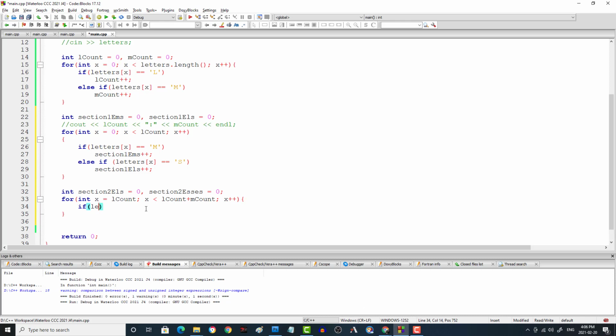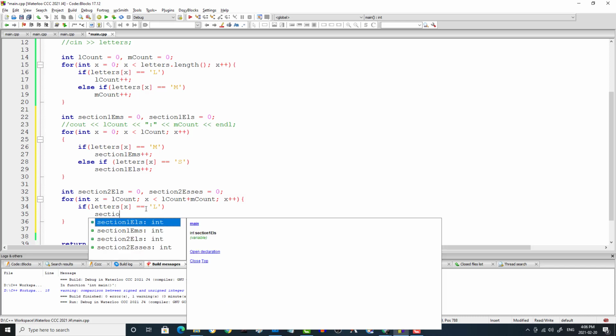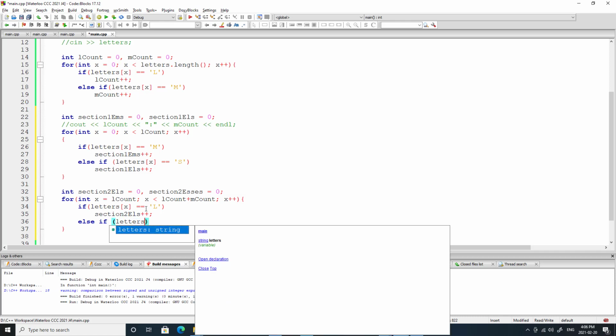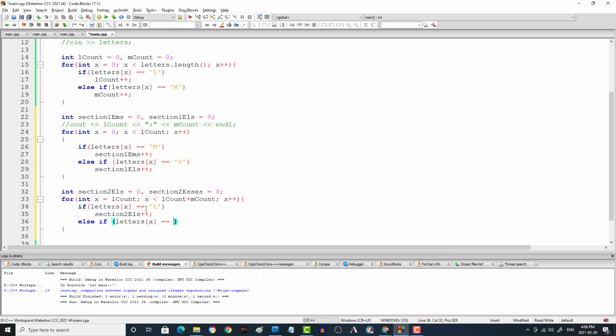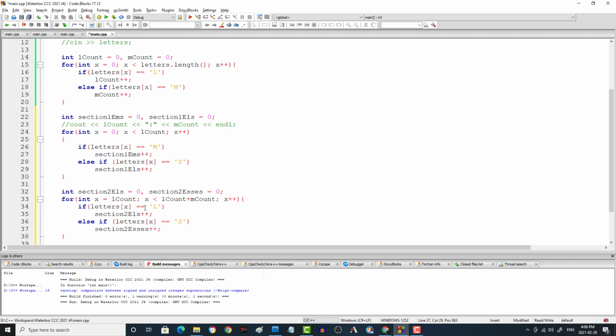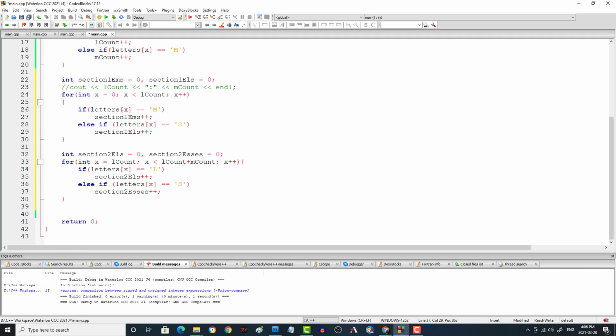Okay, then we're going to say if the letters at X is equal to L, then our section 2 L's plus plus, so it goes up by 1. Okay, and else if letters at X is equal to S, then our section 2 S's plus plus as well. All right, and there we go. At this point now, we know how many misplaced things are in section 1, and we know how many misplaced things are in section 2.